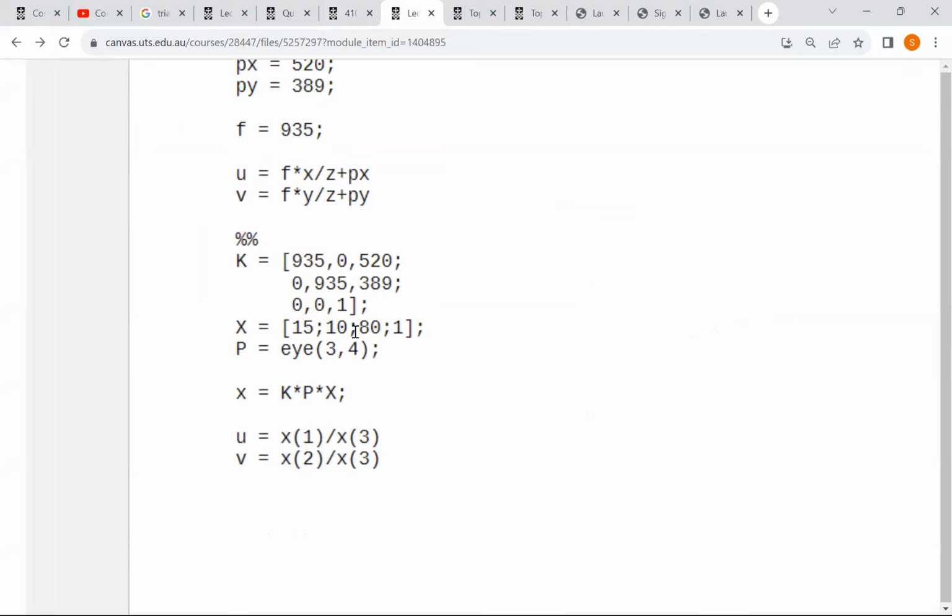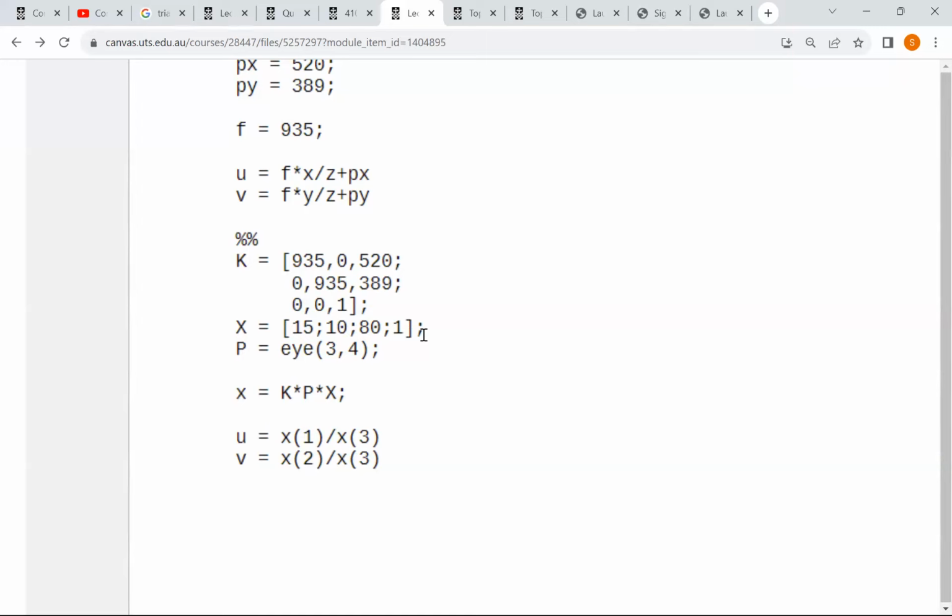K is the camera calibration matrix. You've already given it the focal length and the principal point. And P is a 3x4 matrix. I gave it already in this case, since there's no translation, if the 3D point is in the camera coordinate frame. So it's a 3x4 with the first 3x3 being the identity. And the capital X is X, Y, Z, and 1.